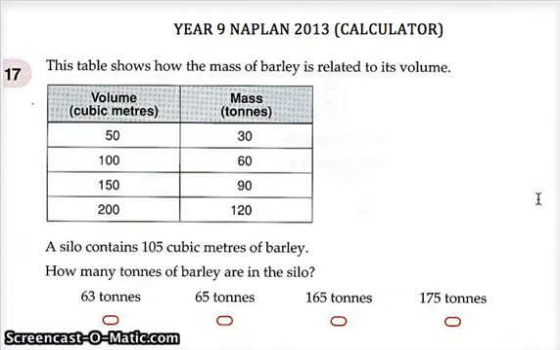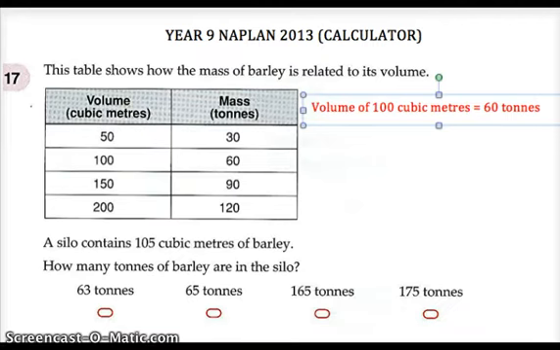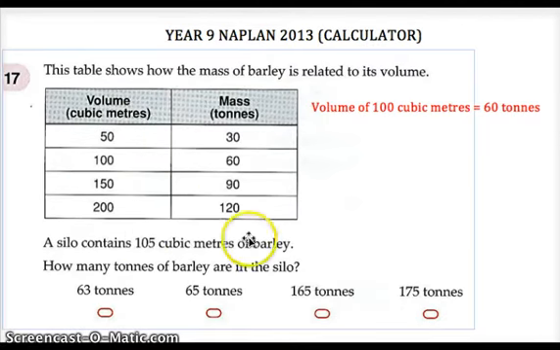A silo contains 105 cubic metres of barley. How many tonnes of barley are in the silo? Pause the video and attempt the question. Now, because we need 105 cubic metres of barley, we can see in the table 100 cubic metres is fairly close to that. So let's look at that.